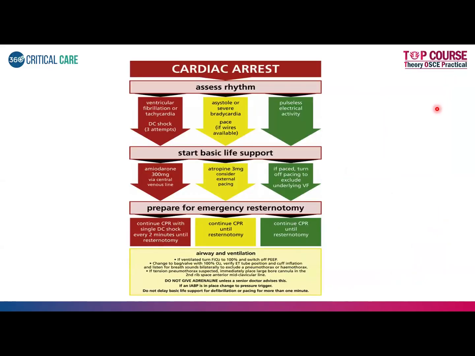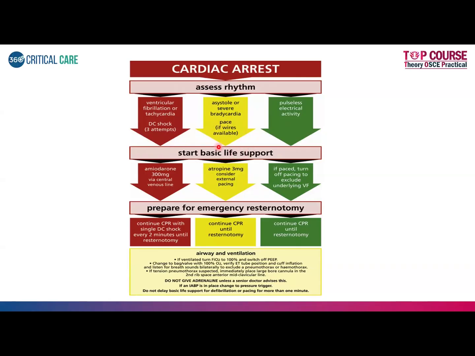So coming to the cardiac arrest protocol. So first, assess the rhythm. What is your rhythm? We have whether you have a ventricular fibrillation or a tachycardia, okay? Whether you have an asystole or a bradycardia or a pulseless electrical activity. So if we have a VF or a tachycardia, all right, go with 3 attempts of DC shock. This is another difference that you have from the other ACLS protocol. 3 attempts of DC shock, okay, for asystole.